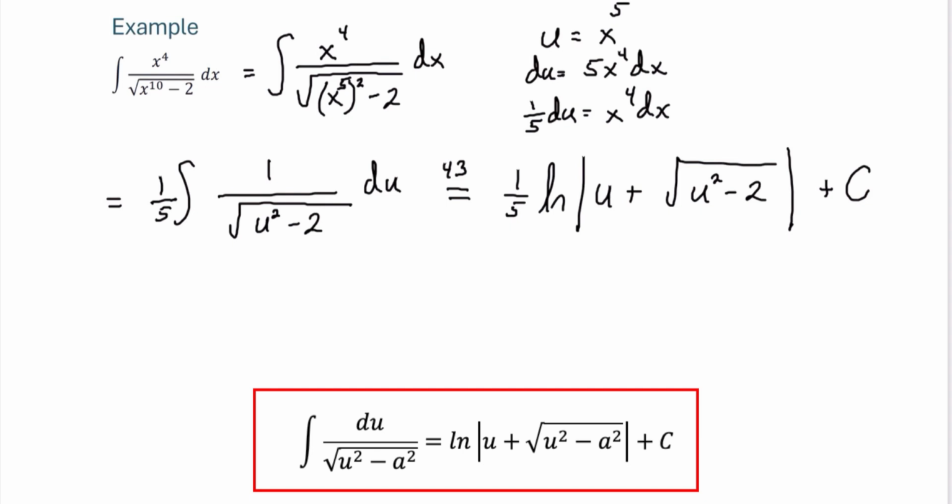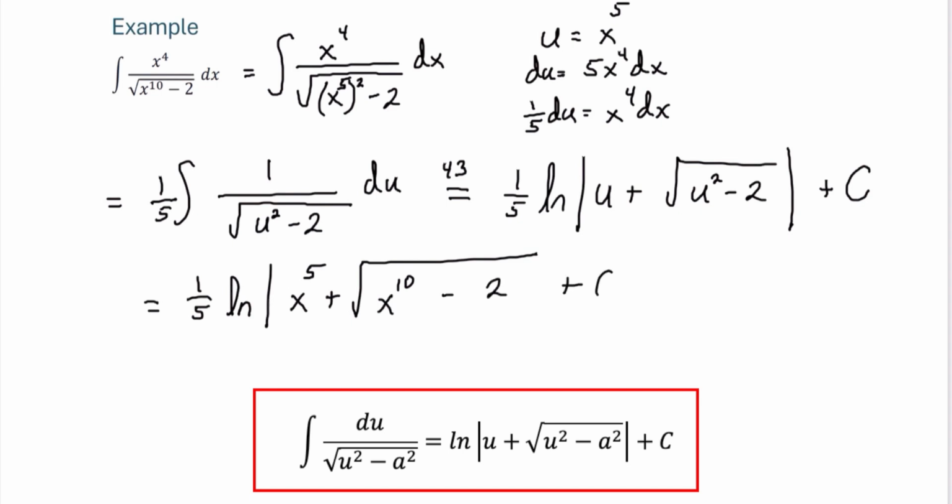The only thing left to do now is to rewrite this in terms of x. We have 1/5 natural log, absolute value. U, we said earlier, is x to the 5th, plus the square root of u squared, that's x to the 5th squared, which is x to the 10th, minus 2, plus c. Close off those absolute value bars.